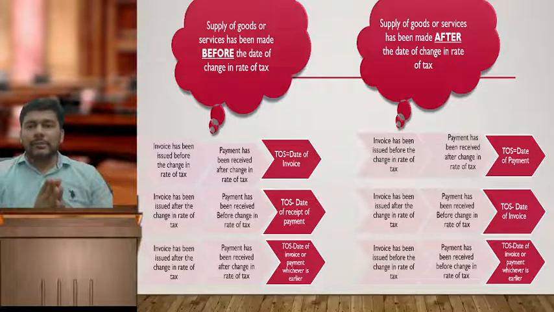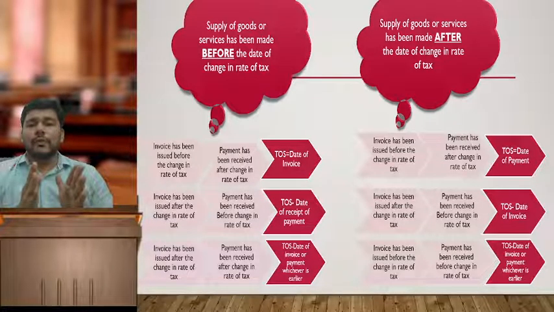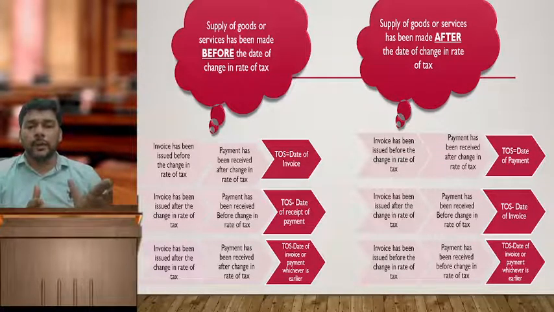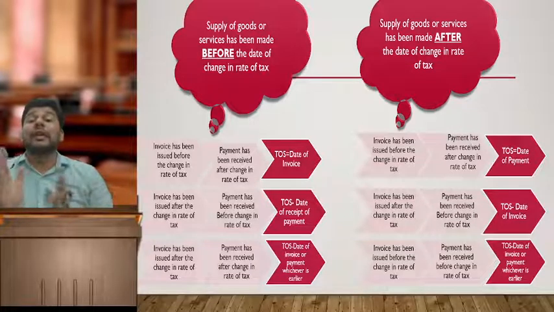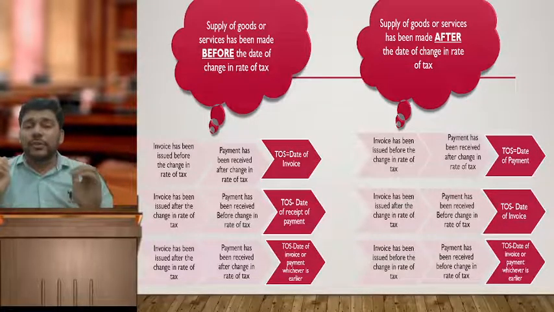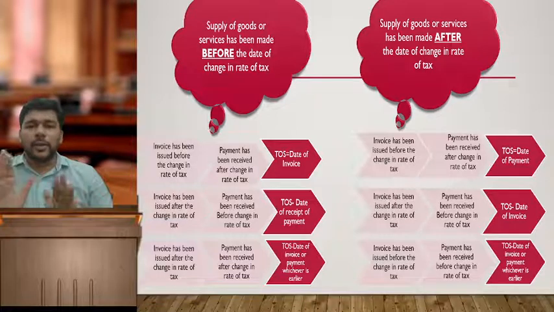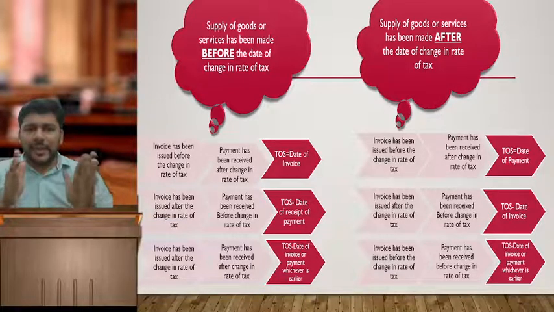So in the first scenario, we'll understand if the supply of goods or services takes place before 18th of July, and if the supply takes place after 18th of July, how the time of supply and the date of payments are going to be determined, and the rate of tax will be determined in line with section 14 of the CGST Act. We'll try to understand the same. Now first we'll take up this vertical.